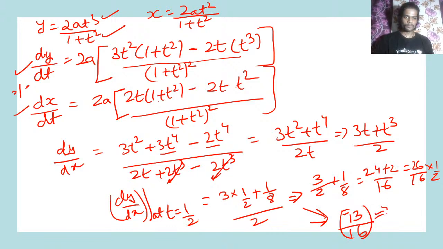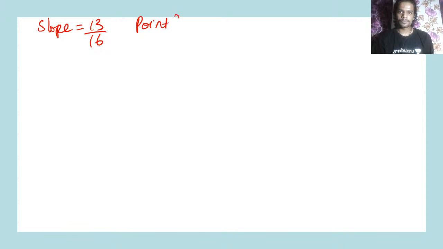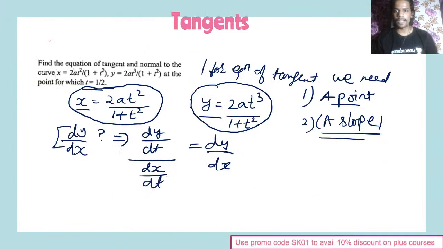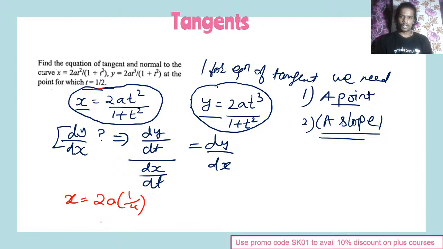This is the slope. Now we have the slope. And what about the point? We have x can be calculated. If you put t equal to half here, you will get x equal to how much? 2a t square, which is half square, 1 by 4, upon 1 plus t square, which is 1 plus 1 by 4 is 5 by 4. 4 and 4 will cancel out. So this is 2a upon 5.